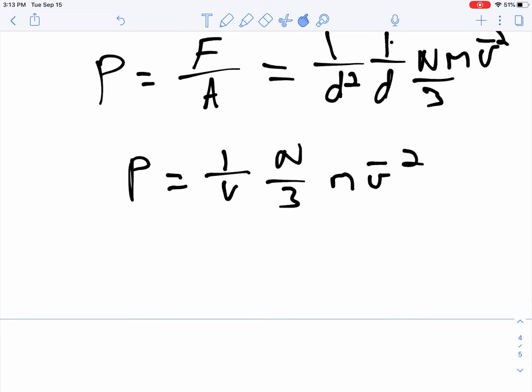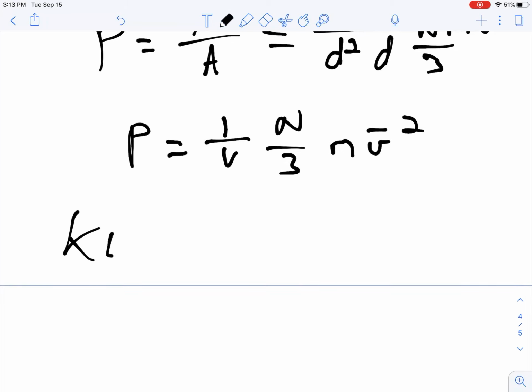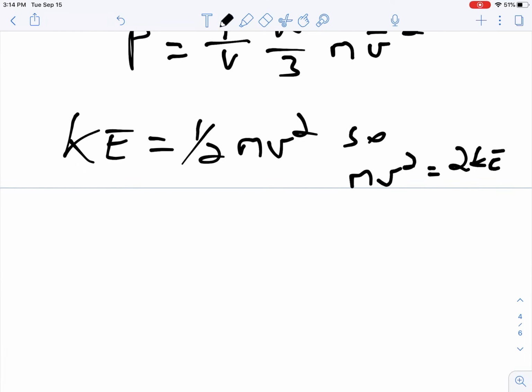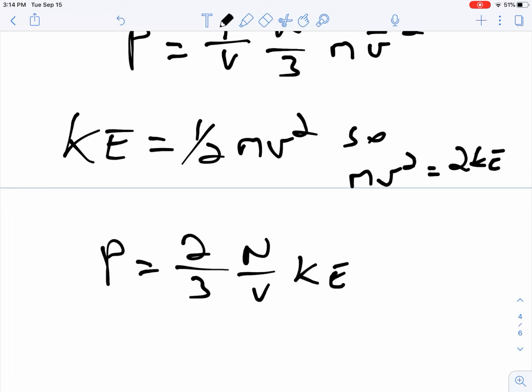So, kinetic energy, to remind you, is 1/2 mv squared. So mv squared should equal 2 times the kinetic energy. And let's do what we always do and substitute. So that means that pressure is going to be 2 kinetic energies. So I'm going to have 2 kinetic energies, and I'm over my 3. I'm going to have N over V, and there's my average kinetic energy.